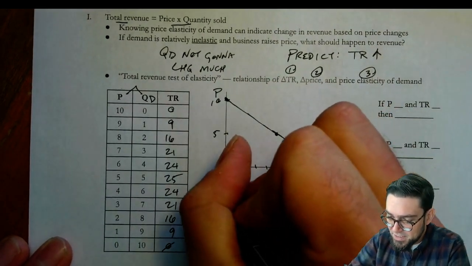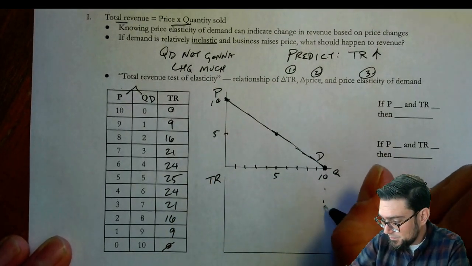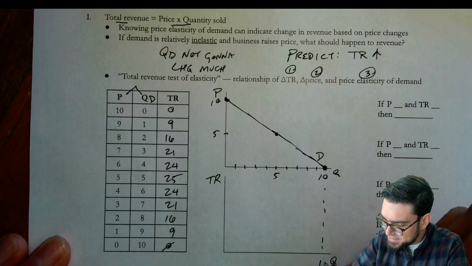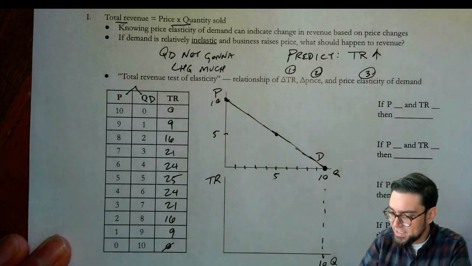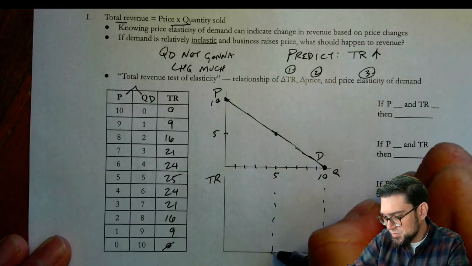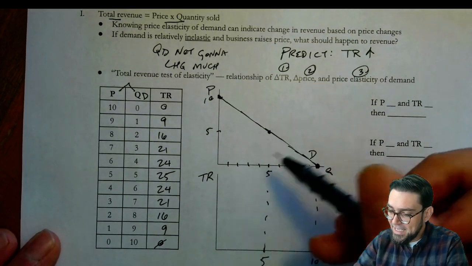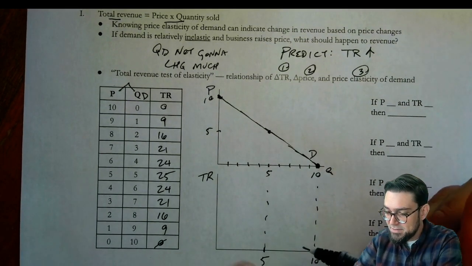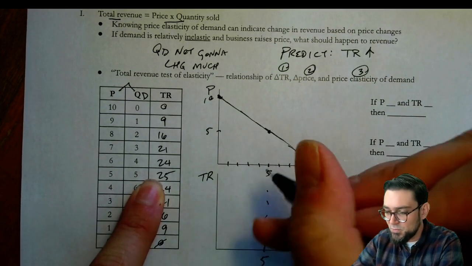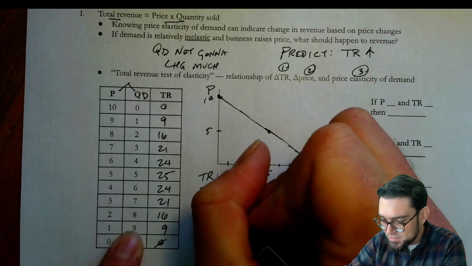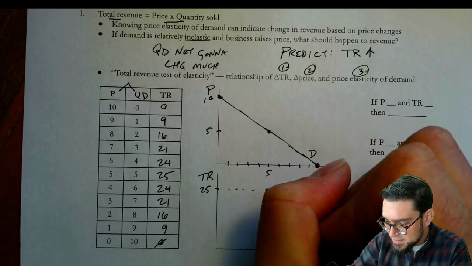Now, if I created a total revenue graph underneath it with the same quantities, I would find something kind of interesting happens. And so here I'm connecting this 5 quantity up to this one. At the 5 quantity, that's our maximum value of total revenue. And that's going to be about $25. So I'm going to say 25 is right here.